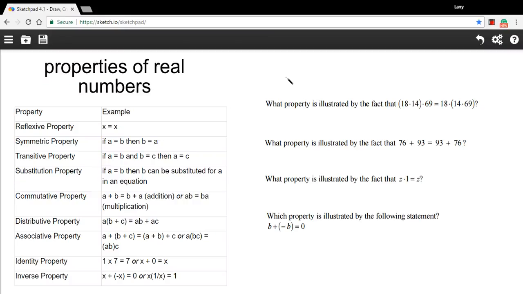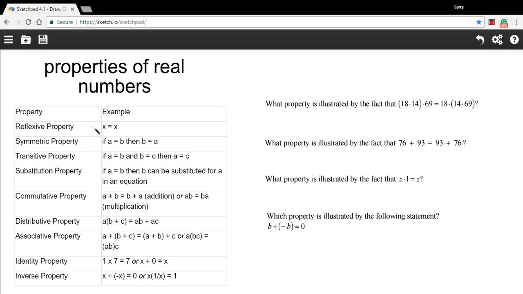Here we have some problems that have to do with what they call the properties of real numbers. And these things have fancy names: reflexive, symmetric, commutative, associative. But really, mostly what these are, they're just facts that you probably already know. And some of them you just know intuitively about how numbers work.